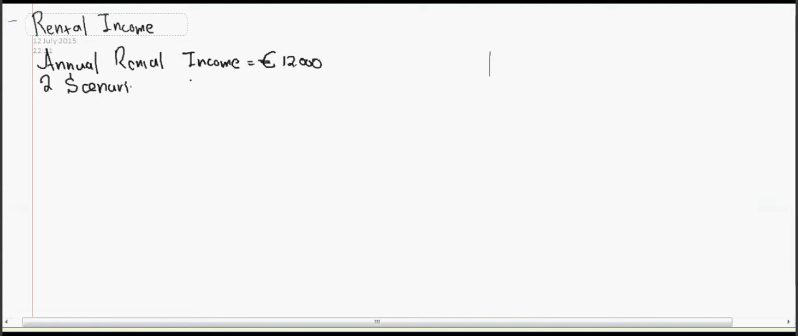Of course, we have two scenarios. The first scenario is that the company makes a profit, and the second scenario is that the company makes a loss. First scenario: the rental income plus any other income that may arise from their activities, less the expenses of the company, make us a profit.